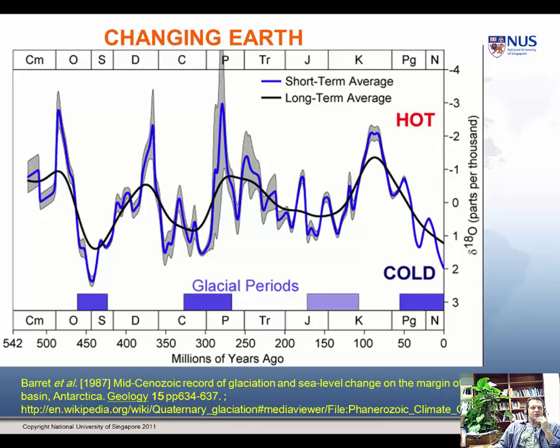Now, there are two bits of information on this graph. The first is a smoothed long-term average of effectively a temperature measure. It's an oxygen isotope 16:18 ratio, and effectively the higher this ratio is, then the warmer the environment. The lower this ratio is, along here, the colder the environment. There's a shorter term average rolling on there, and the grey is uncertainty in the measurements.